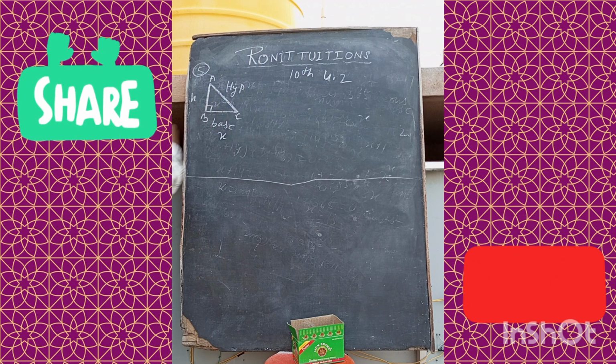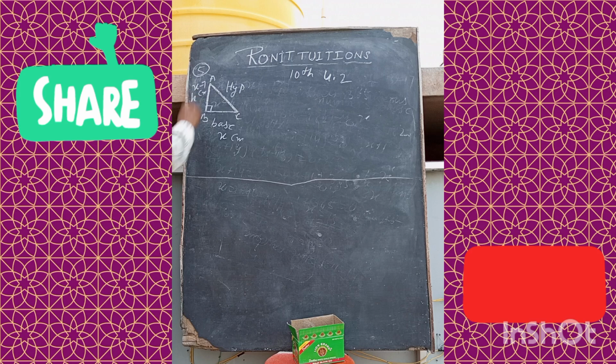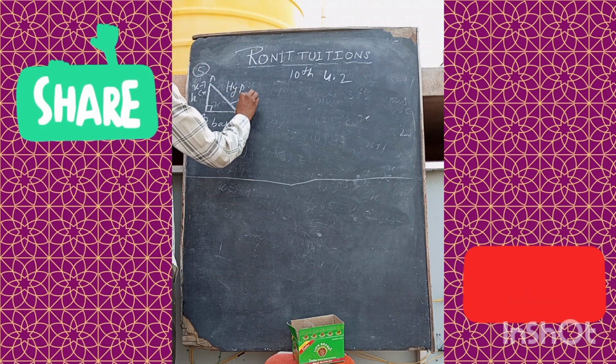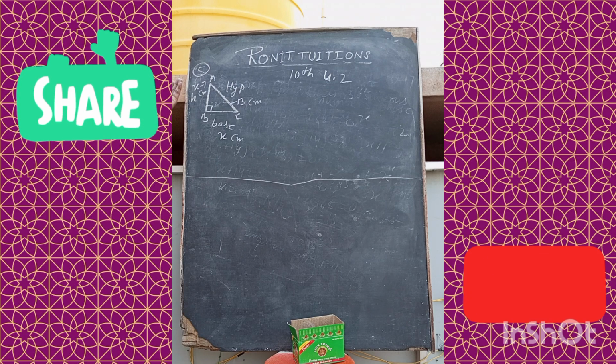Let the base be x centimeter. Then the altitude will become x minus 7 centimeter. It is given that the hypotenuse is 13 centimeter. We have to find the base and the height.